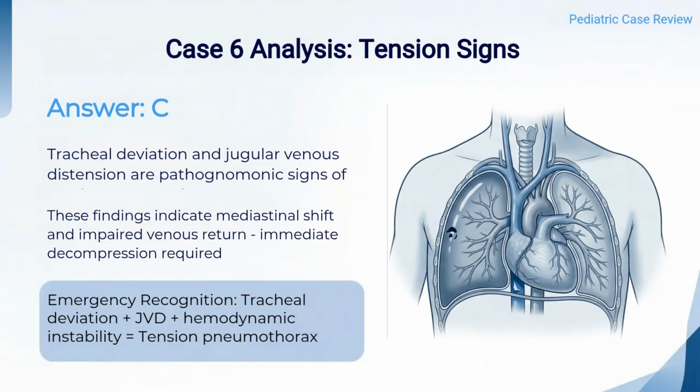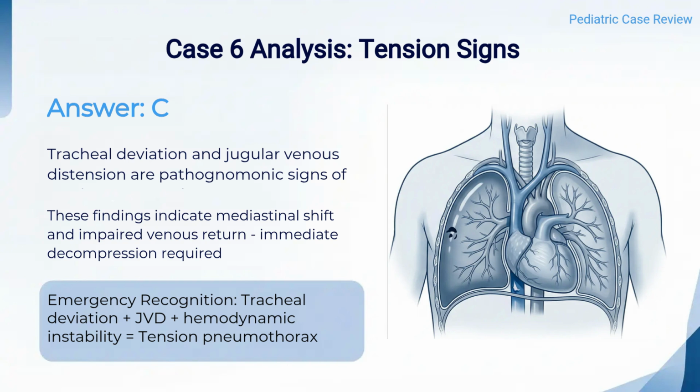Tension pneumothorax. Tracheal deviation away from the affected side combined with jugular venous distension are pathognomonic signs of tension pneumothorax. These findings indicate progressive mediastinal shift compressing the heart and great vessels, impairing venous return to the heart. The result is obstructive shock with rapidly deteriorating hemodynamics.